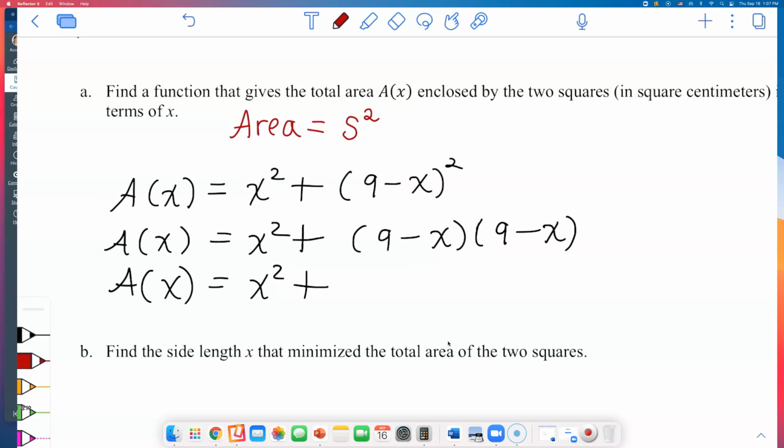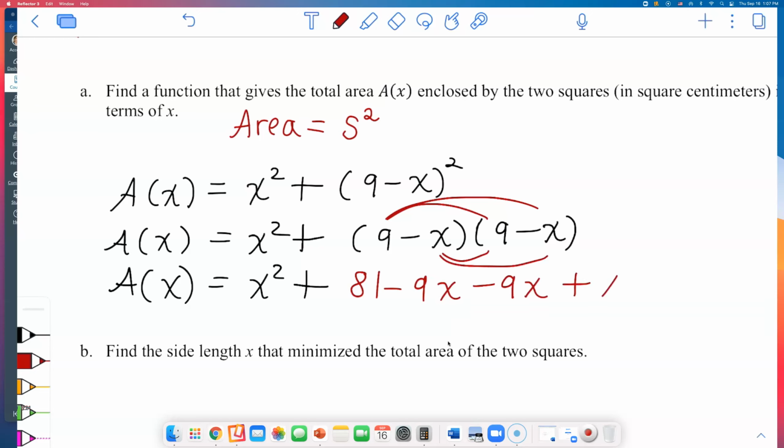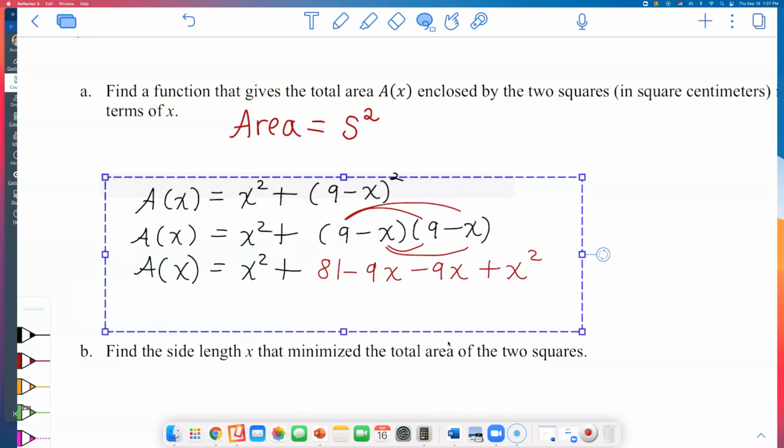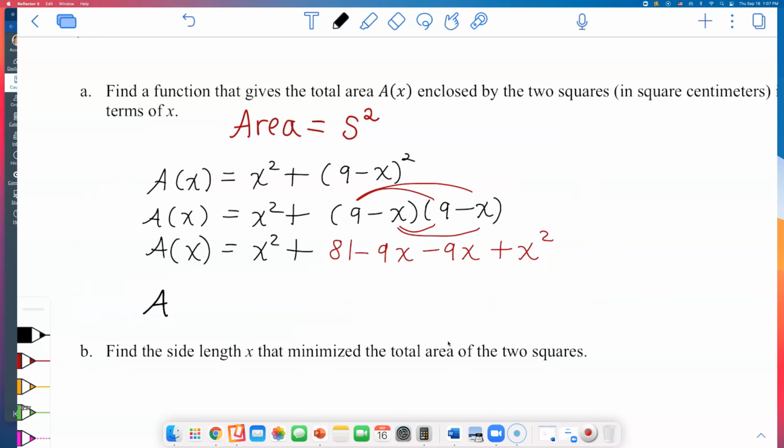Let's go ahead and FOIL this. If I FOIL this, I will get 81 minus 9x, another minus 9x. This will be plus x squared. All right, last step, I just need to simplify this and write it in standard form, okay?